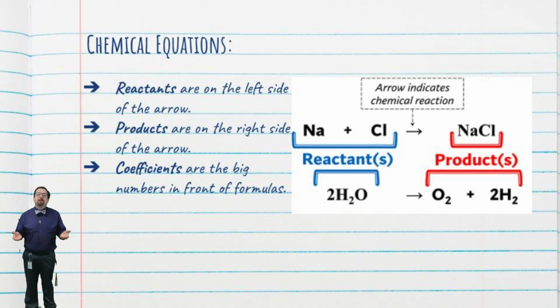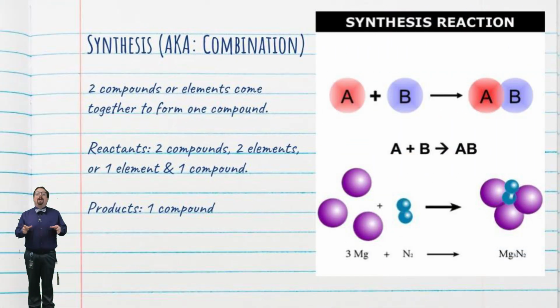They're what gets produced. Then when you see those big numbers like in front of the H2O here, those are called coefficients. Those tell us how many of those atoms or molecules there are in our reaction. All right, let's get into the 5 basic types of chemical reactions. The first one is called synthesis, or combination.